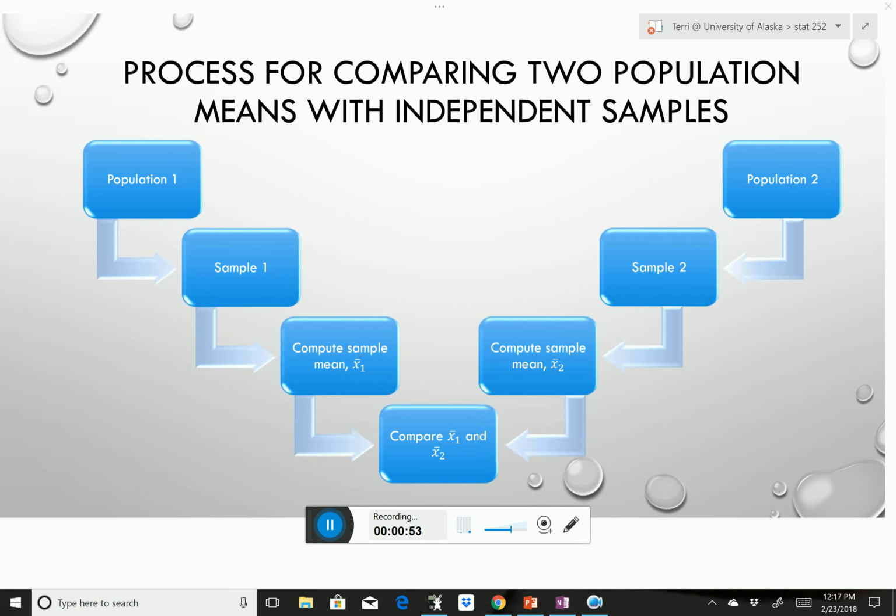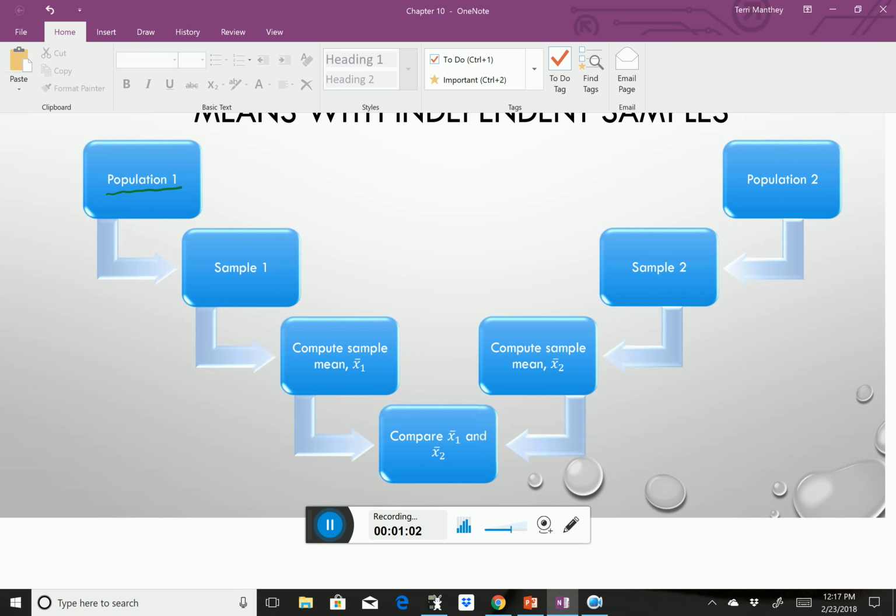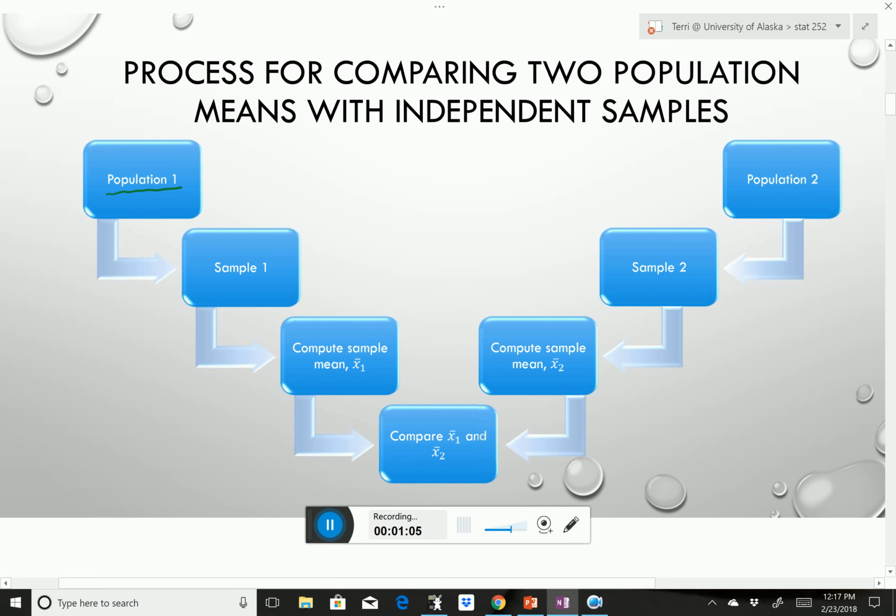So here's the basic idea and the process of doing this. We have two populations. One of these populations may be a control group, and one may be an experimental group. This is just one possibility. And then, of course, we take our sample. We create a sample of a population of volunteers that we have, what have you.